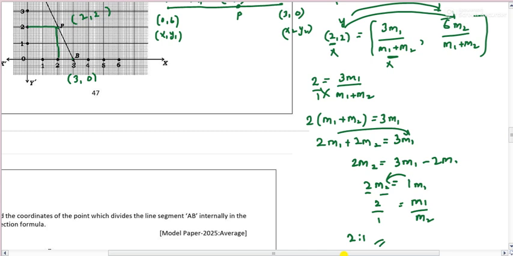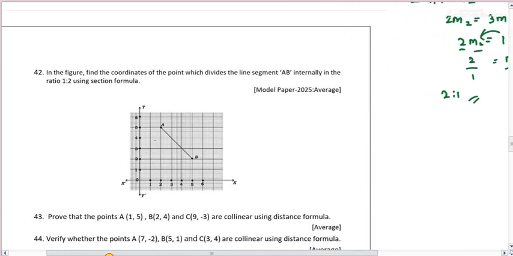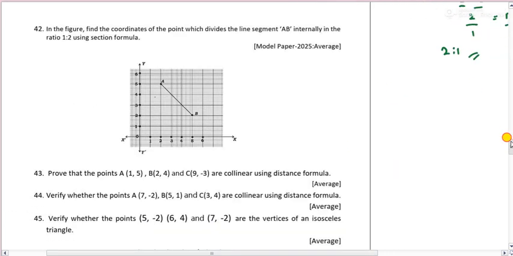Have you all understood? Do you have any doubt in this? Okay, no, sir. Fine. So these all are 3 marks questions. Now similarly, let me see if it is the same or different.